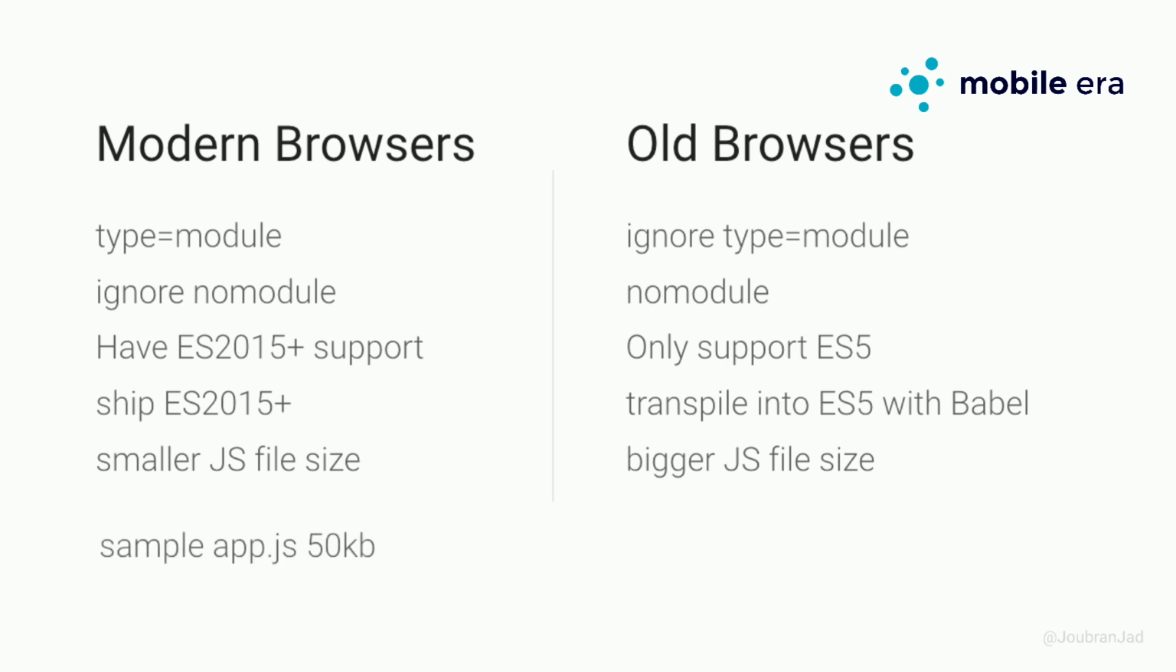Now, just as an example, this will not always be the same. This was the case for me. A 50 kilobyte app.js was transpiled into a 65 kilobyte legacy file. 15 kilobytes is not a big difference, but you will have multiple ones of these files, and at the end you're saving around 150 kilobytes of JavaScript, so that's quite good.